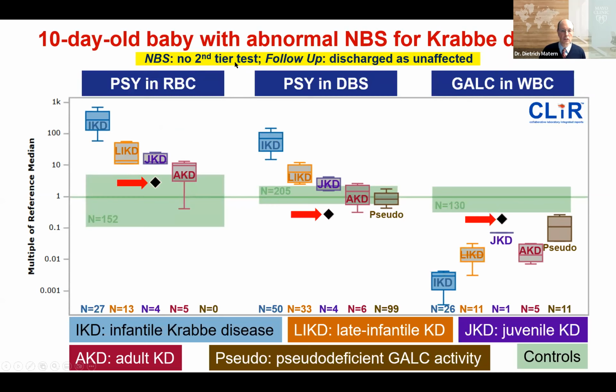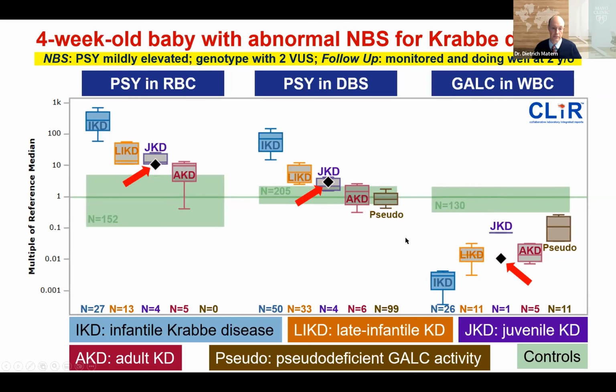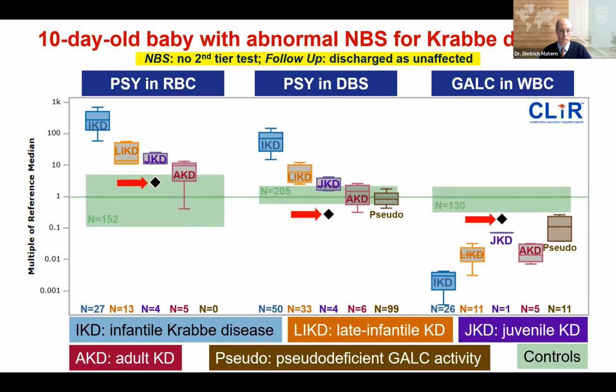This is a baby where there's no second-tier test done in the screening program. You can see in red blood cells, psychosine normal. In blood spots, it's basically not present. And the enzyme activity falls well within the pseudodeficiency range. And if I had the carriers here too, it would be there too. And that would be consistent. And so this baby is discharged as unaffected and this could have been avoided if newborn screening had included psychosine. So this is a family that had to consider that their baby could have Krabbe disease. And it took 2 weeks to be told, no, you're fine. Something I don't want to go through.